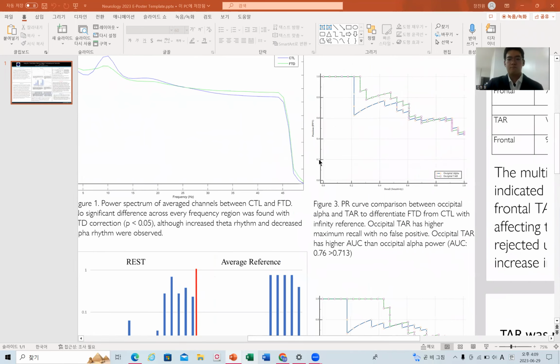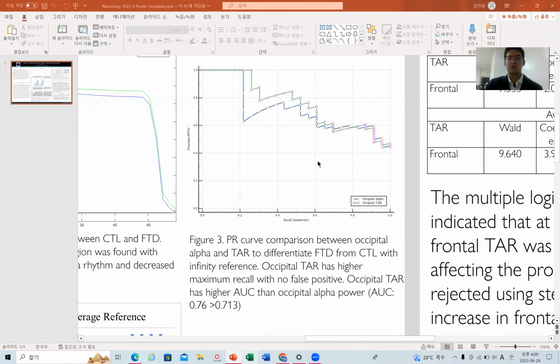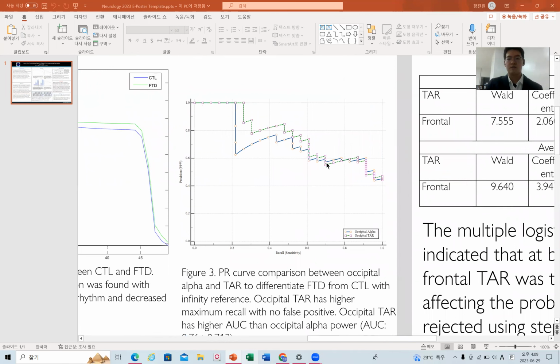And then I used the precision recall curve to compare the occipital alpha power and the occipital theta and alpha ratio to figure out which is more superior. As a result, I found that for both referencing methods, the occipital theta and alpha ratio was superior to the occipital alpha power. The occipital theta and alpha ratio has a larger area under the curve of this precision recall curve than the occipital alpha power, and also it had the higher recall with no false positives compared to the occipital alpha power.